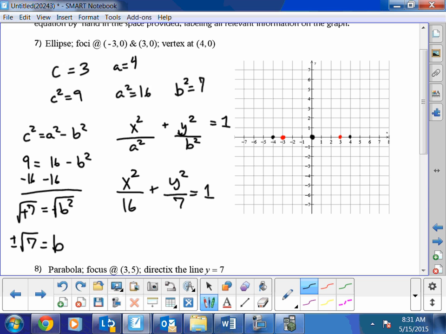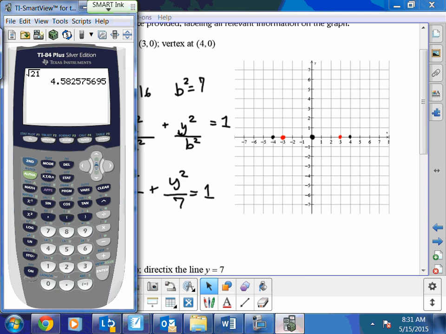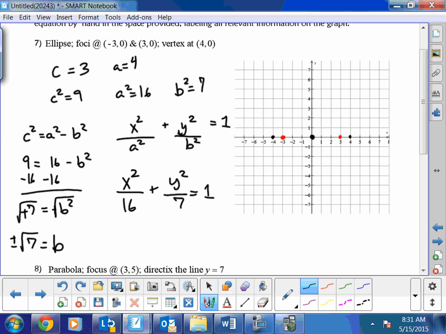Now they want you to label everything. The only thing that I haven't done is draw my co-vertices. So let's do that. I want to get a good idea where the square root of 7 is. So let me go ahead and find out the decimal format. 2.64, which means that my co-vertices are going to be roughly here, 0, 2.64 and 0, -2.64. Co-vertices, they want you to label everything, so follow the directions. Make sure you get all the points.